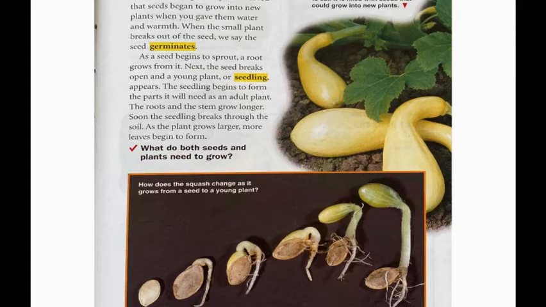The roots and the stem grow longer. Soon, the seedling breaks through the soil. As the plant grows larger, more leaves begin to form. How does the squash change as it grows from a seed to a young plant? And in the photo below, we can see it germinating and sprouting from the seed as it grows bigger and bigger. In the caption up above, it says, "This summer squash is ready to eat. It is filled with seeds that could grow into new plants."